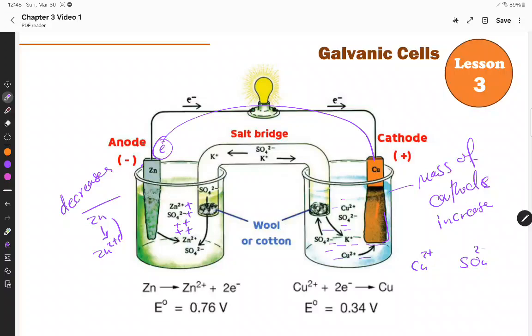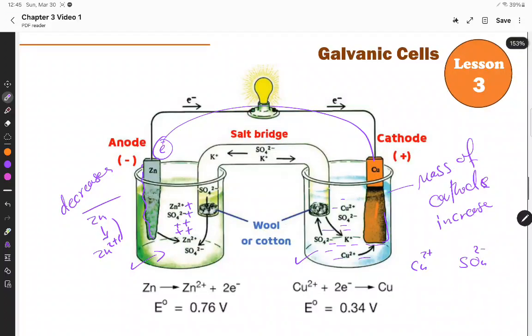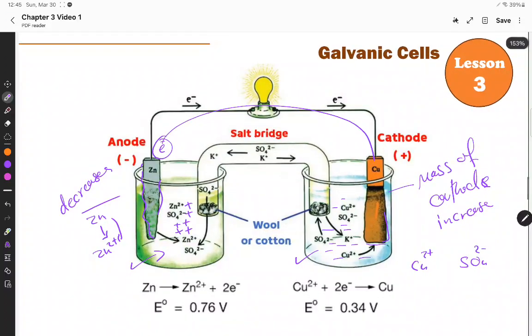Let's sum it up. The positive ions in the anode half cell will increase. The negative ions in the cathode half cell will increase. The mass of the anode will decrease. The mass of the cathode will increase. So the mass of zinc will decrease, the mass of copper will increase. In this case, the mass of the anode will decrease, becomes less. The mass of the cathode will increase, will become more.